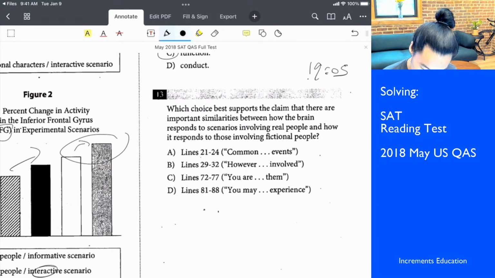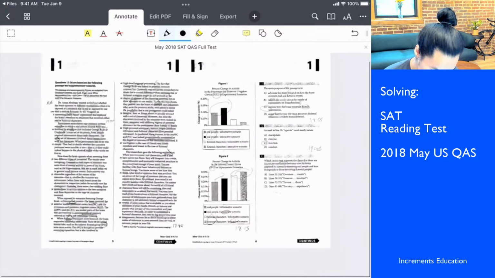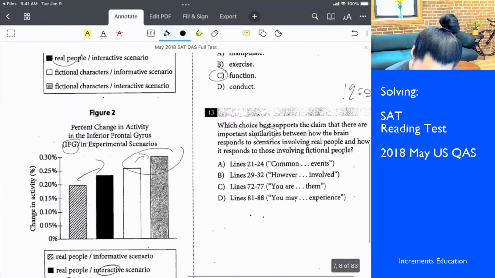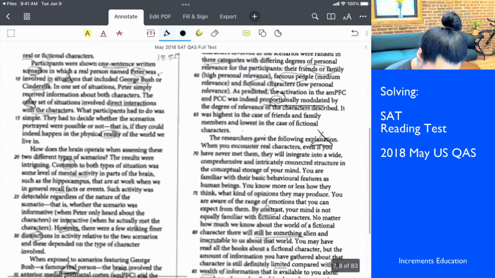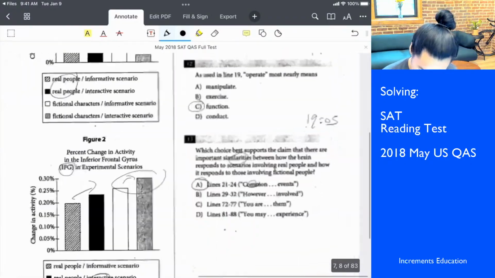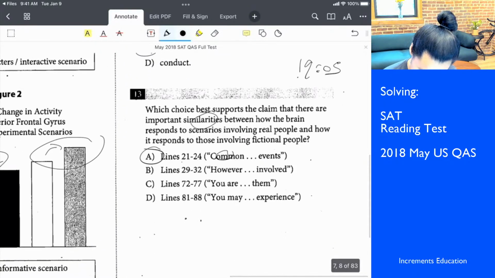Which choice best supports the claim that there are important similarities between how the brain responds to scenarios involving real people? Similarities. Oh, that's common. Oh, it's already here. Common. That's line 21, 24. I don't even have to look. I already know. 1925.